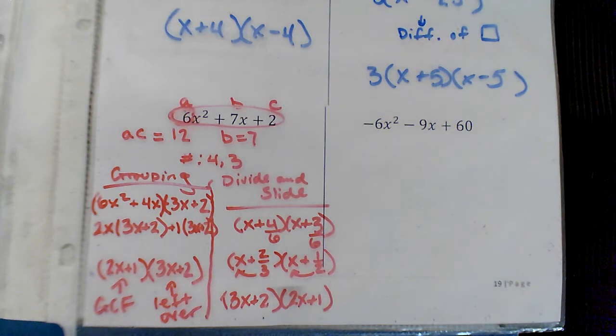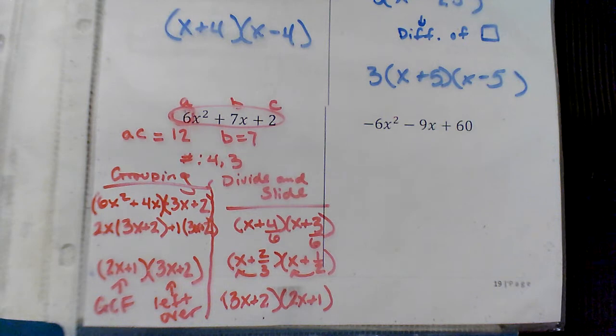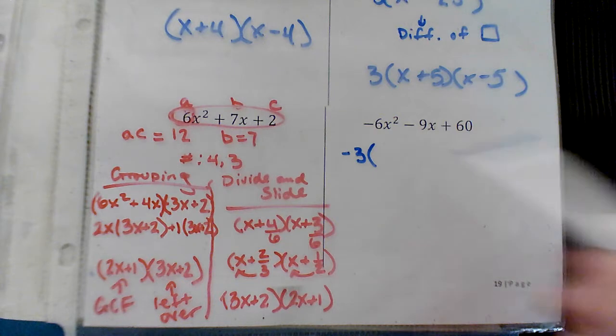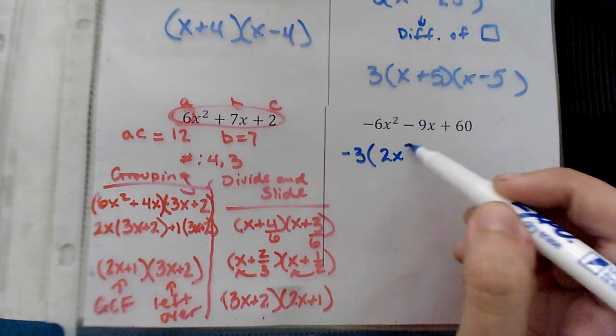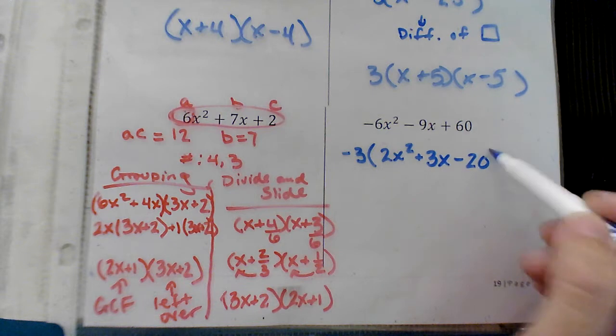We might have to. What do we always try first? Oh, that's with fractions. GCF, okay? What can we divide out? Yeah? 3 and a negative. Okay, since the A value is negative, we might want to take out a negative as well. So we'll take out a negative and a 3. So divide everything by negative 3. We'll get 2x squared plus 3x minus 20.